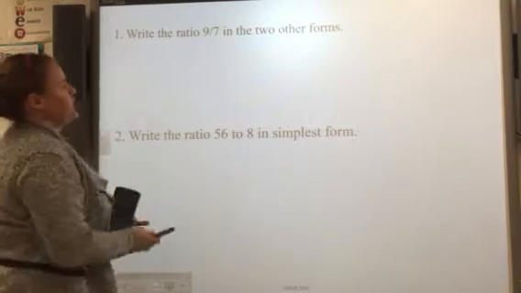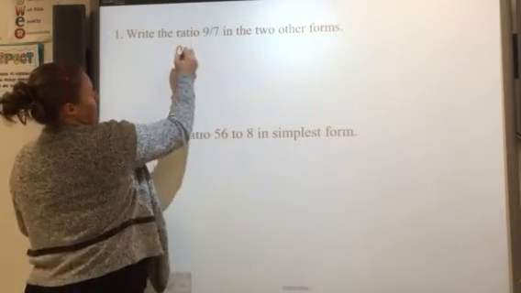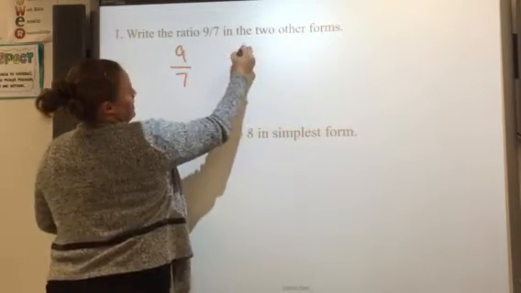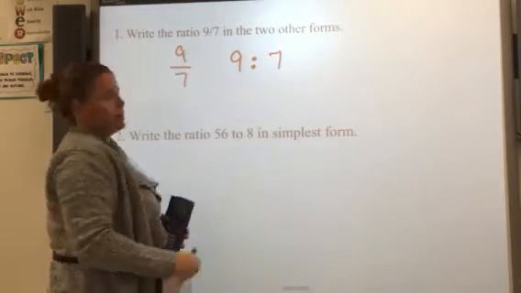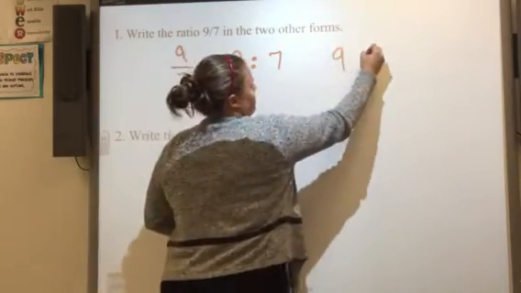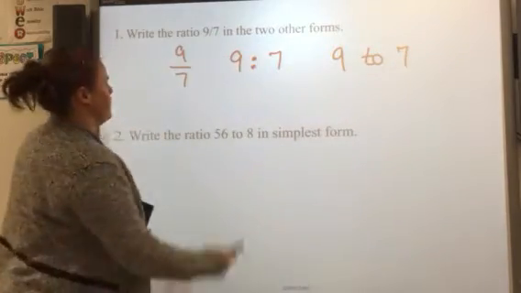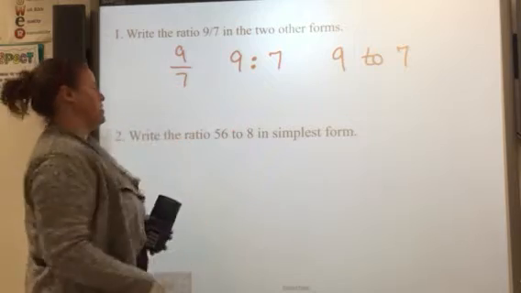Number 1, write the ratio 9/7 using the two other forms. So of course we have the 9/7, the given value. We then have 9:7, so 9 to 7, and then we also have 9 to 7 as our other way. So all three of these ways represent the value of 9 compared to 7.